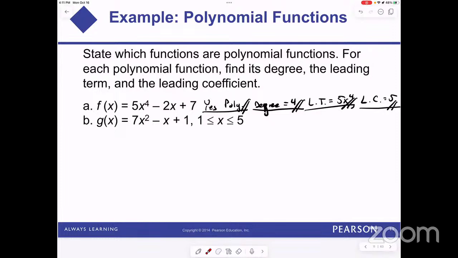If we look at this part B, now if we were only looking at this expression, it would be a polynomial, right? It's a finite sum of monomials. But because the domain is not all reals, then it cannot be the graph of a polynomial.